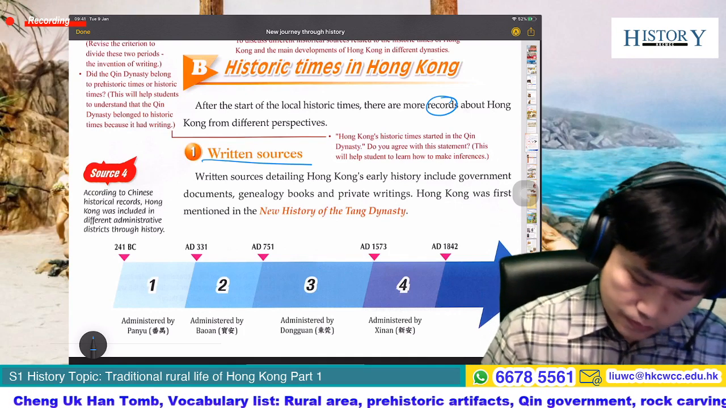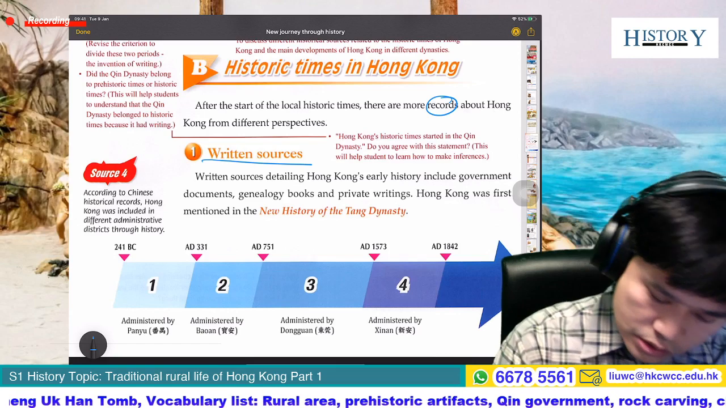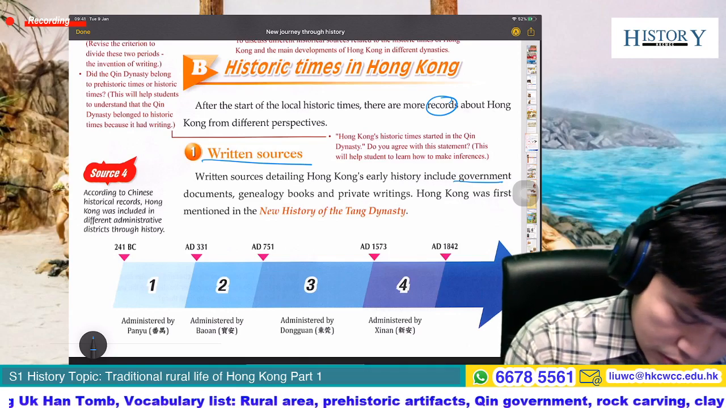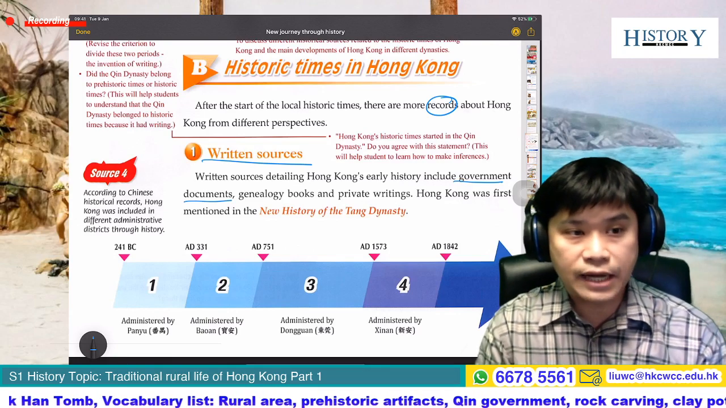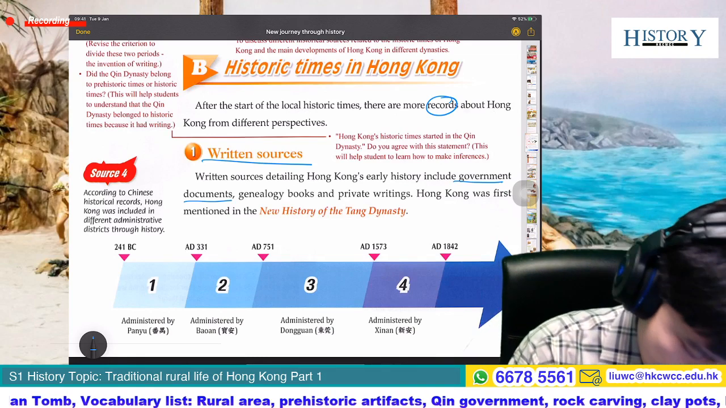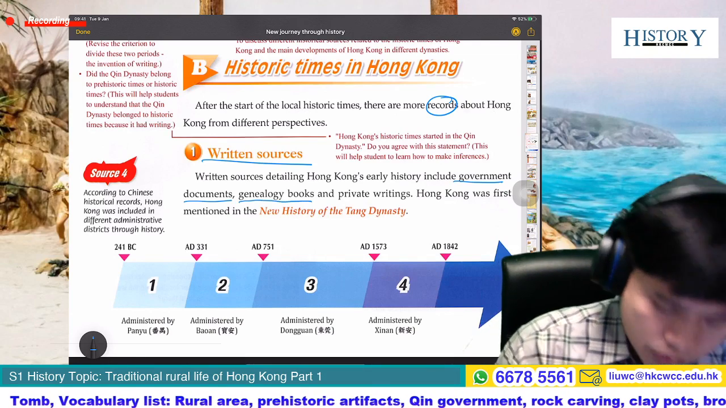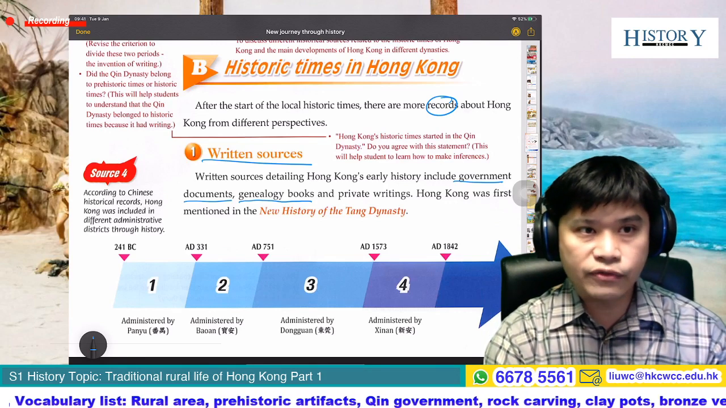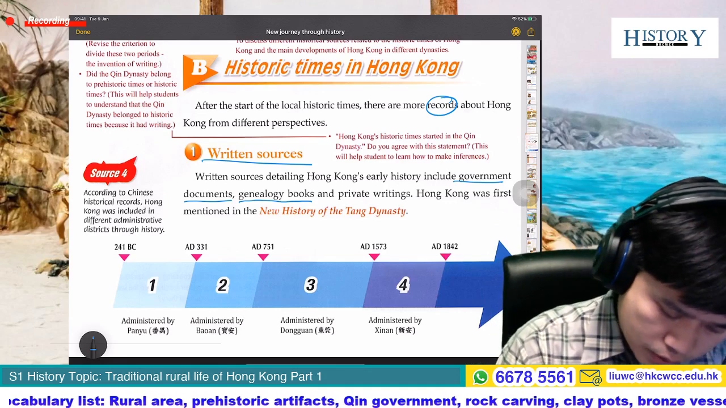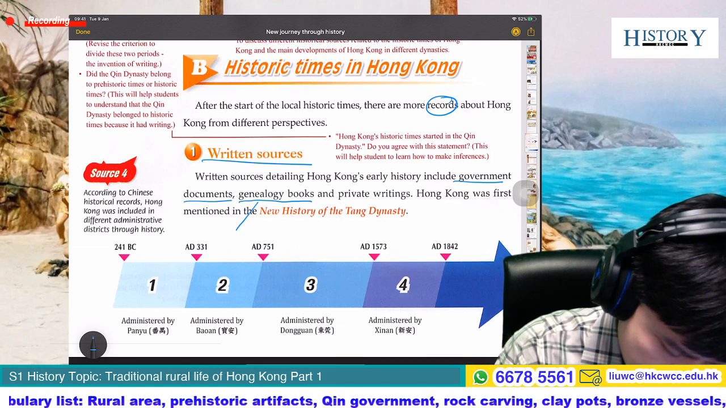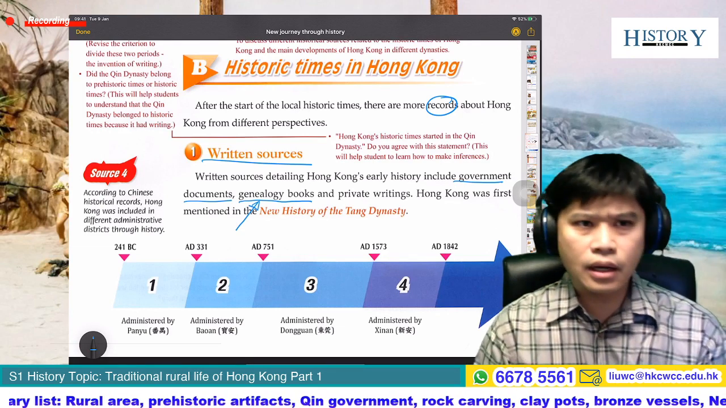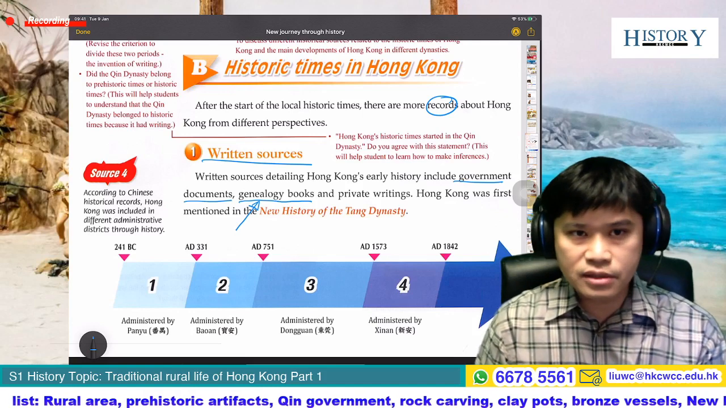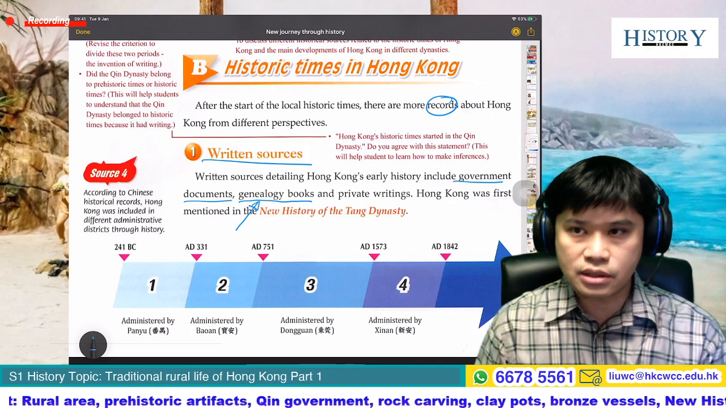Of course, yes. Those written sources include government documents and genealogy books, which in Chinese we call zuk po. For genealogy books, can we study something from that? Of course, yes.